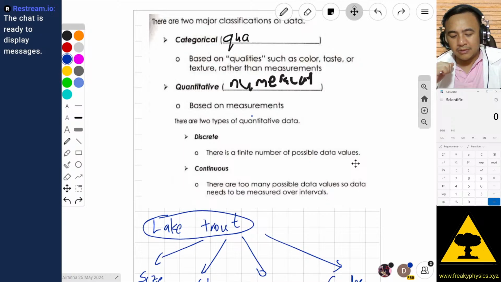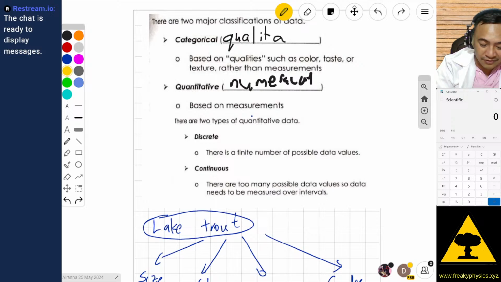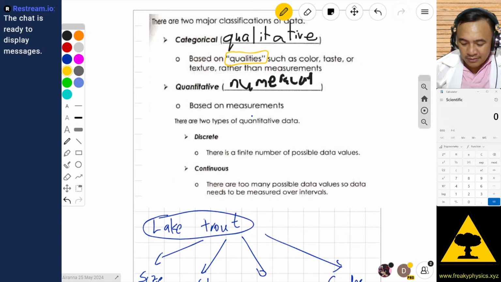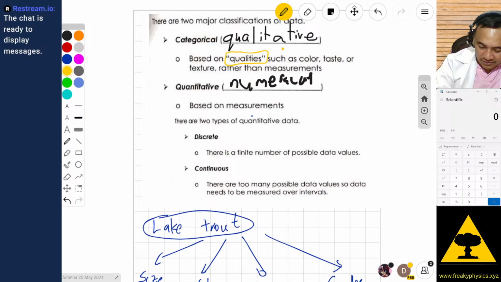Okay, in fact, if you think about it now, the answer for categorical is right there, right? All right. So, here are the two things now.